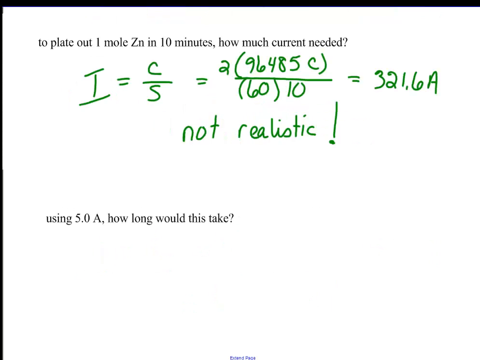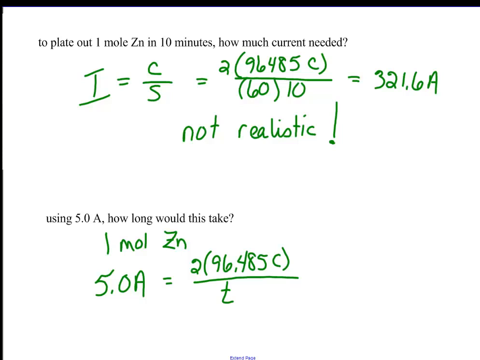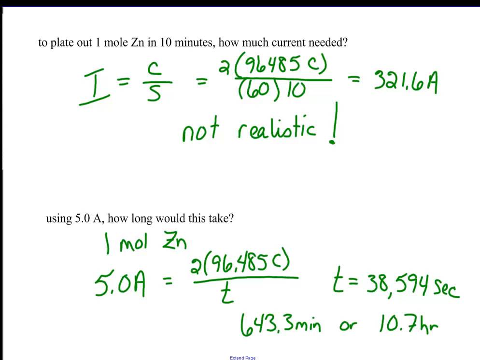Let's figure out, I want to do the same thing. I want to plate out 1 mole of zinc. How long will it take me? So my current is 5 amps. I still need the same amount of charge, so 2 times 96,485 coulombs. And now I'm looking for time. Time is going to be in seconds when I get the answer, so it's 38,594 seconds. Convert that, I get 643.3 minutes. It's about 10.7 hours. So electroplating takes a while.